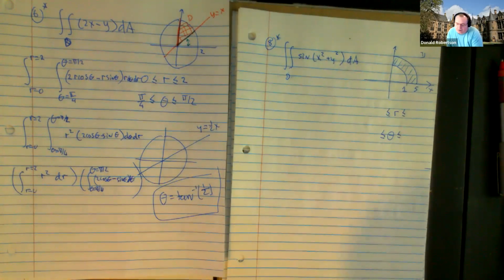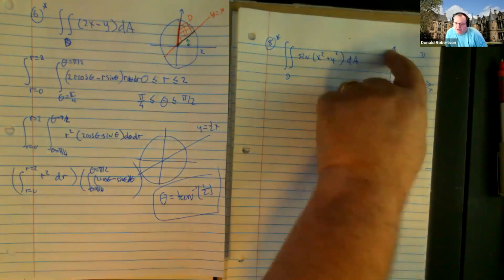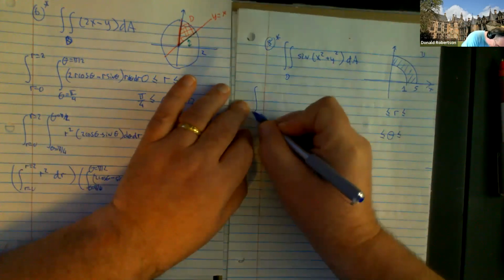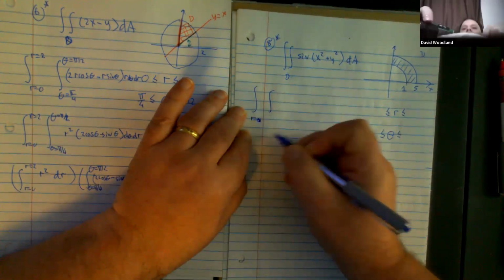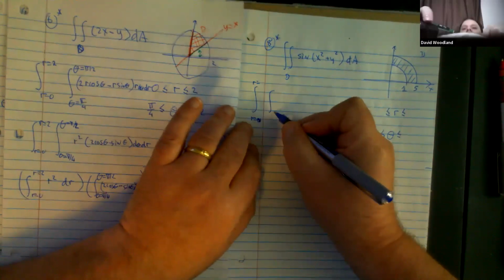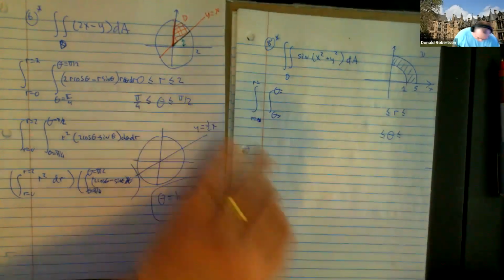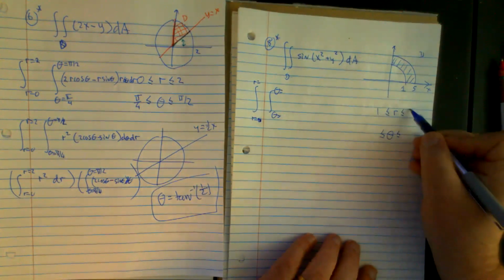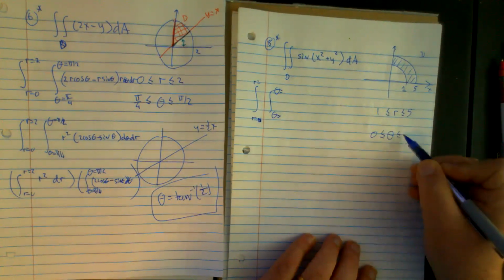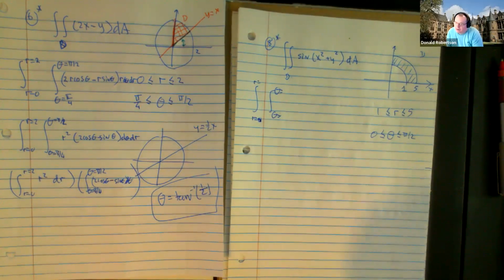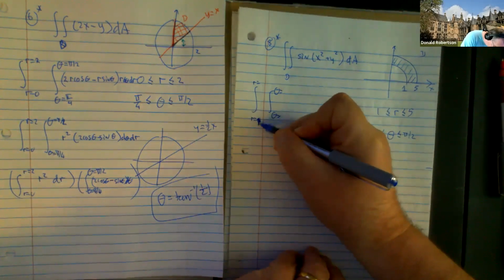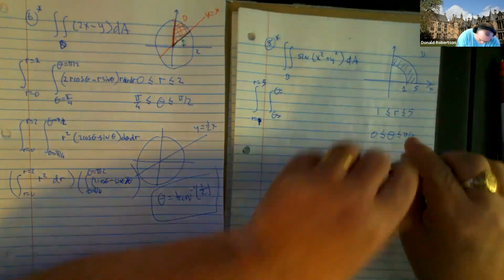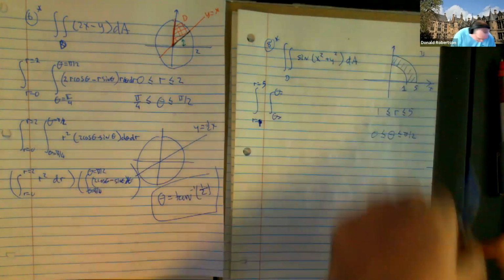Any volunteers for either the range in r or the range in theta for this guy? Any ideas? The range of r is from 1 to 5. And great, theta should be from 0 to pi over 2. Does that make sense, everyone? 0 to 5, 1 to 5, I should say, I almost said 0 again. Put in 1 to 5, and then starting at 0 and finishing at pi over 2.